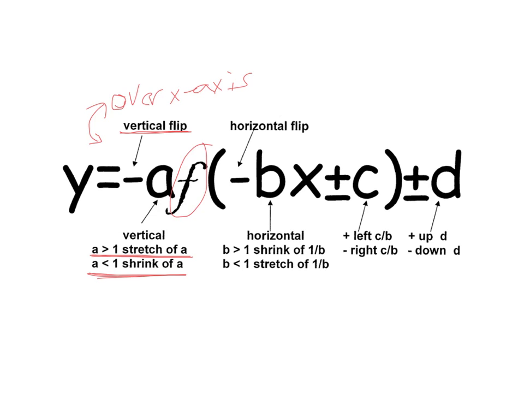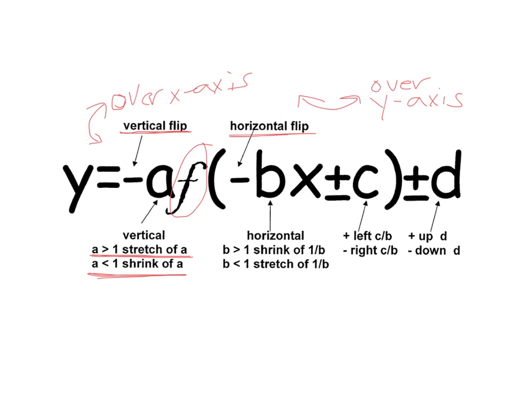The parentheses represent values that are trapped inside the function. For example, they might be trapped inside absolute value bars, or trapped inside a parentheses, or underneath a square root. So if there's a minus trapped inside, that's a horizontal or left-right flip. And so that would be sometimes called a reflection over the y-axis.